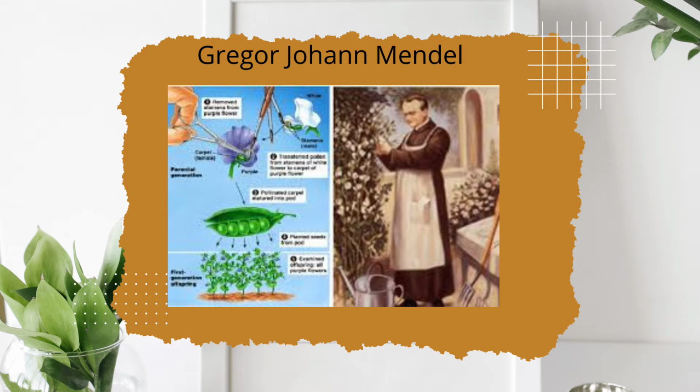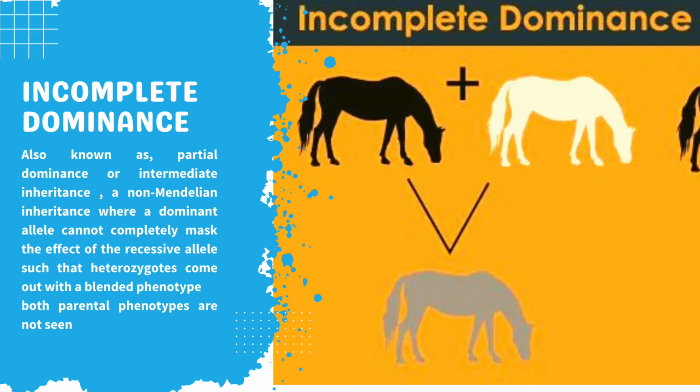So first, we have incomplete dominance. It is also known as partial dominance or intermediate inheritance. It is a non-Mendelian inheritance where the dominant allele cannot completely mask the effect of the recessive allele, such that heterozygotes come out with a blended phenotype. Both parental phenotypes are not seen.